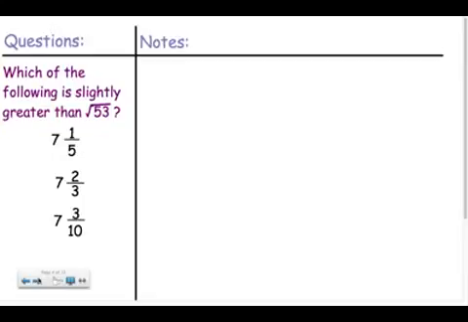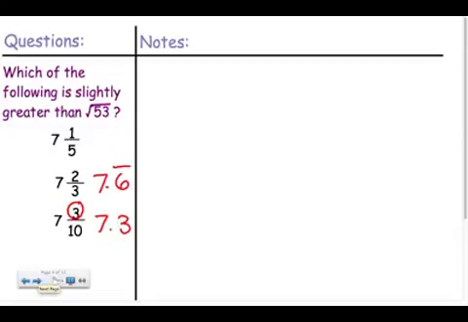All right, which of the following is slightly greater than the square root of 53? Now, if you look at our answer choices here, they're all as fractions. But today we are approximating using decimals. So the first thing I'm going to do is turn all of these fractions into decimals to help me solve this problem. So 7 and 1/5, that one you might not know on your own. So let's skip to 7 and 2/3. By this point, you should have those memorized. 2/3 is 0.6 repeating, 1/3 is 0.3 repeating. 3/10, anything over 10, you just take the top number, so it'd be 7.3.